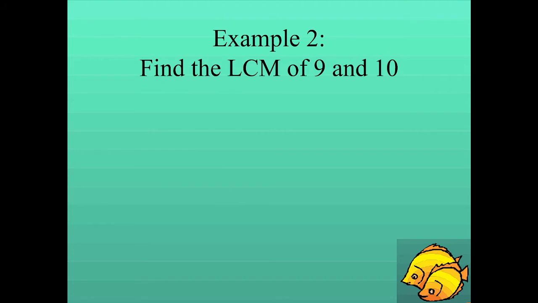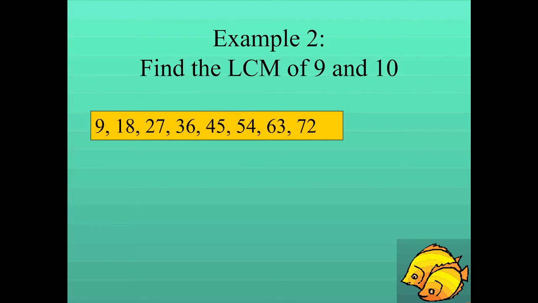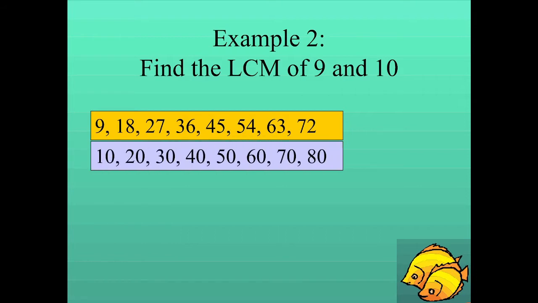Okay, now let's have another example. What about 9 and 10? Let's list multiples of 9. These are multiples of 9, right? 9, 18, 27, and so on. Multiples of 10: 10, 20, 30, 40. Now, what is the common multiple there? Sir, there is no common multiple yet. So we continue the list.